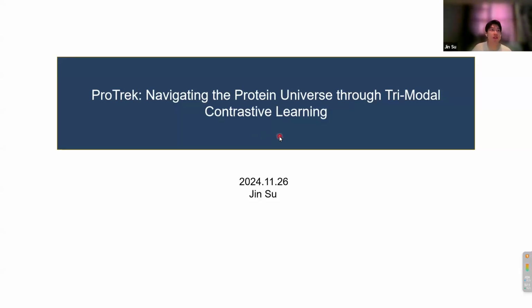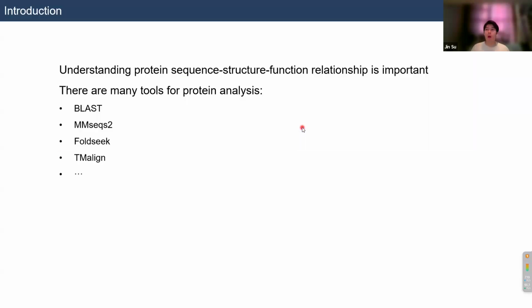I'm very happy to have this chance to share our team's recent work, ProTrek, and I think we can start now. So we know understanding the relationship of protein sequence, structure, and function is very important. And nowadays, we have many tools for this analysis, such as BLAST or MMseqs2. These are sequence-based alignment tools. Or we have Foldseek, TM-Align, and these are structure-based alignment tools.